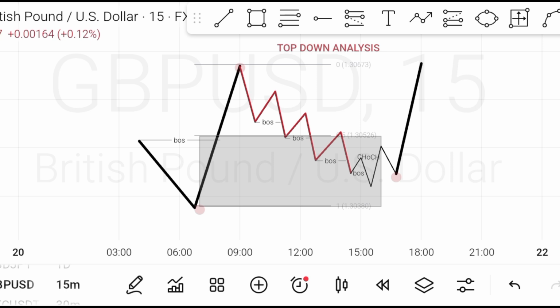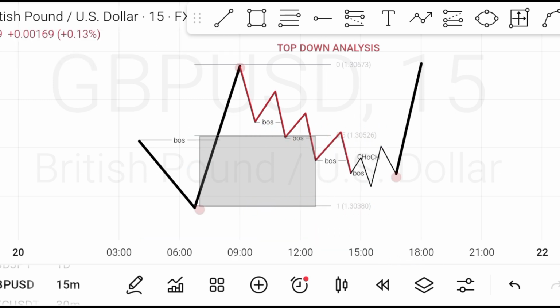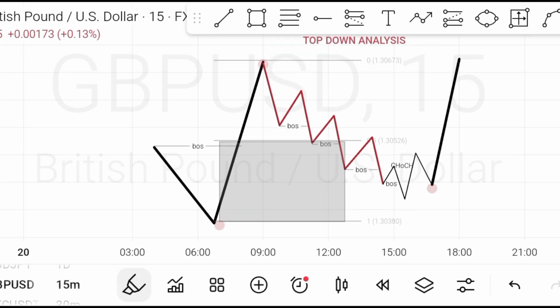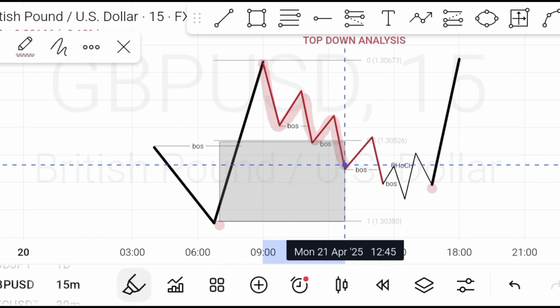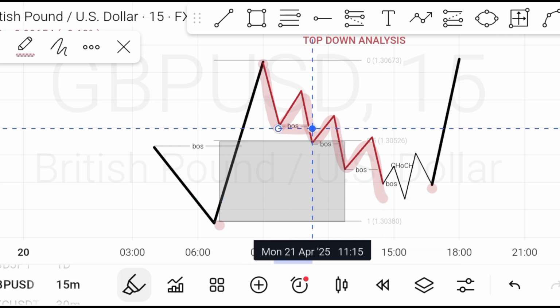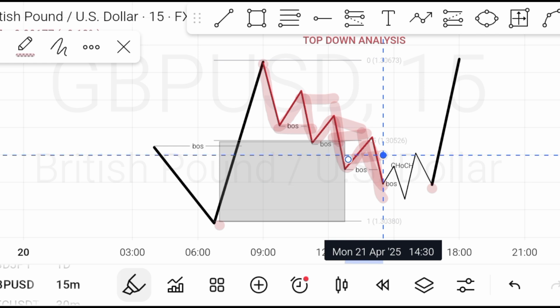So when price gets back to this higher time frame discount zone, what do you want to be looking for? You can basically see we are having breaks of structure to the downside. You can see break of structure, break of structure, break of structure. During these breaks of structure, you can be catching moves, you can be selling. You can be selling down until you have a change of character.